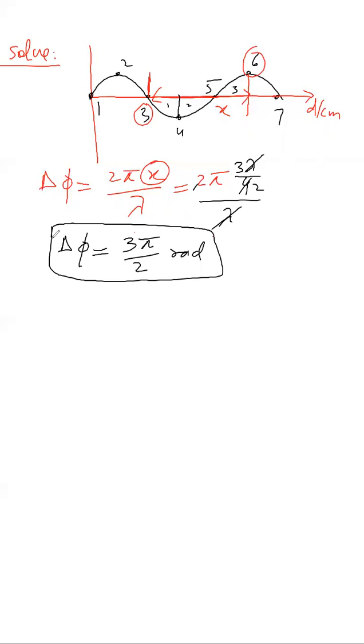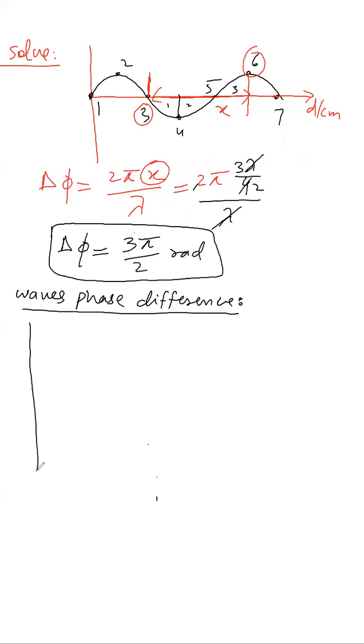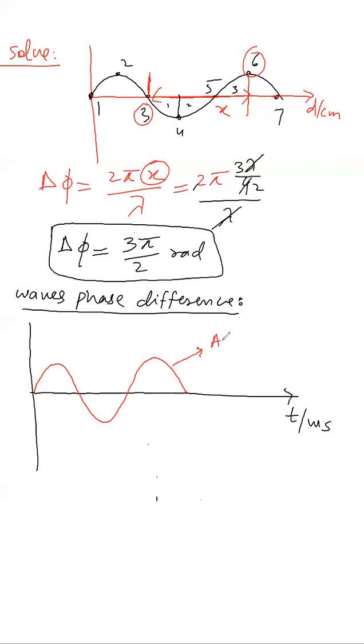Okay, so now let's go to waves, phase difference. We have to find phase difference between two waves now. So let me draw an example for you. Let me take this time along x-axis. So I'm going to draw first wave as this. So this is your first wave A.